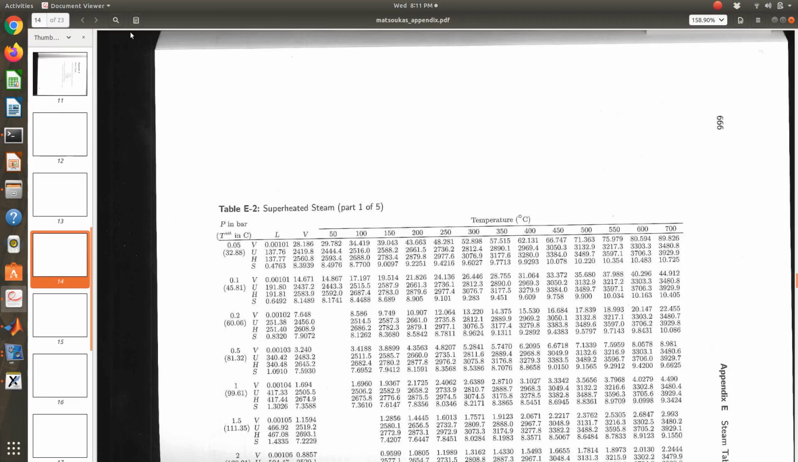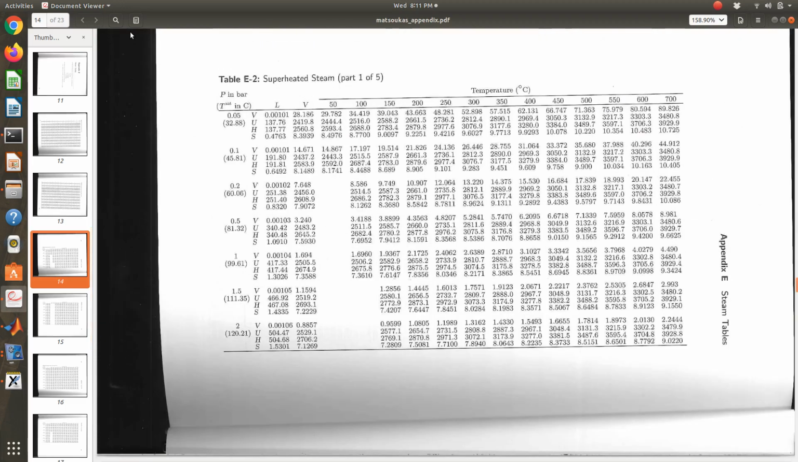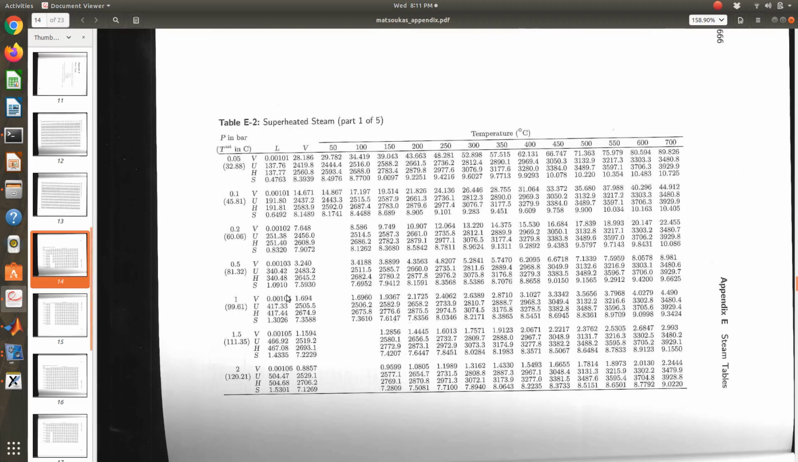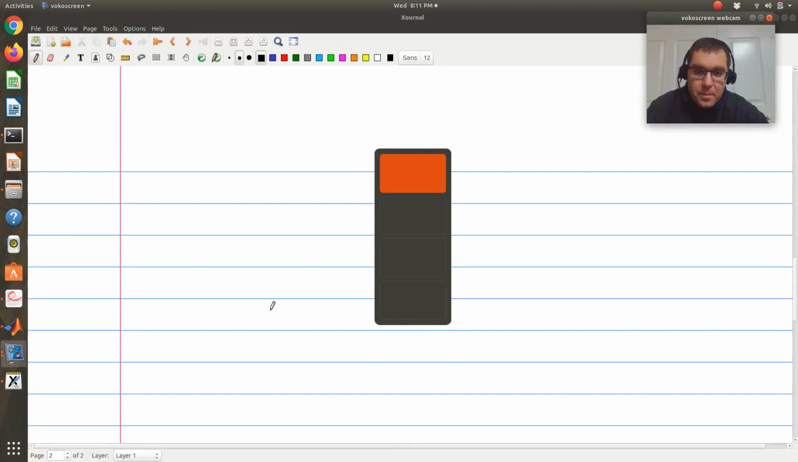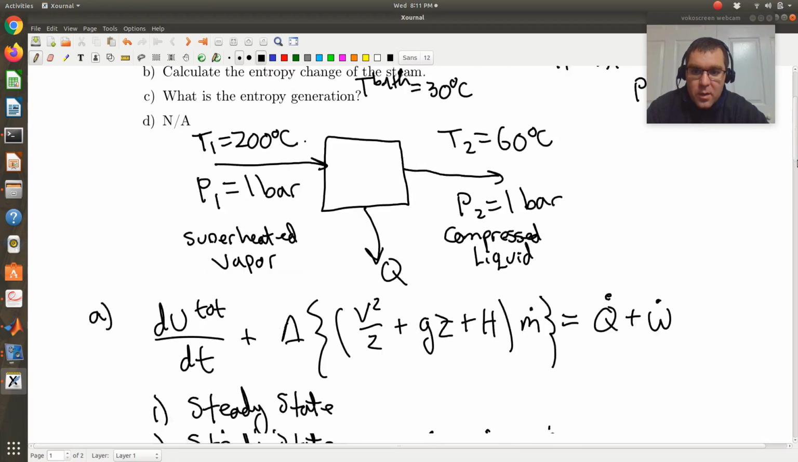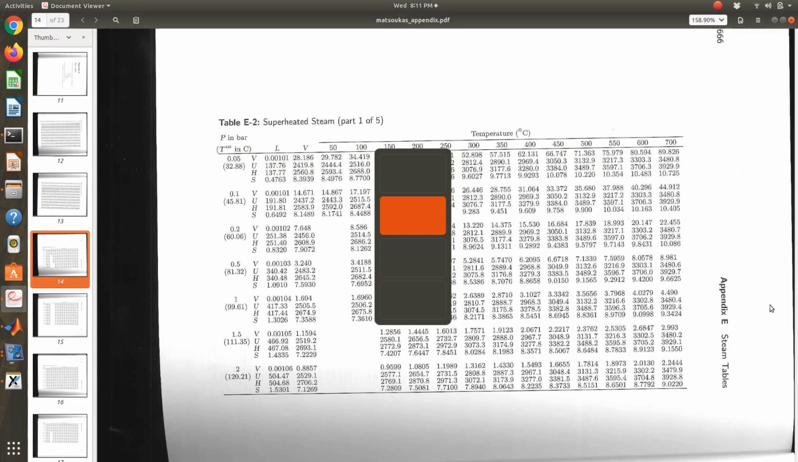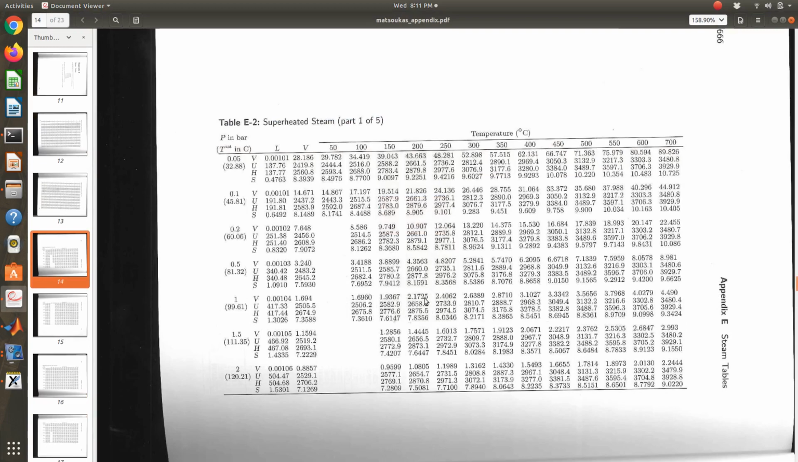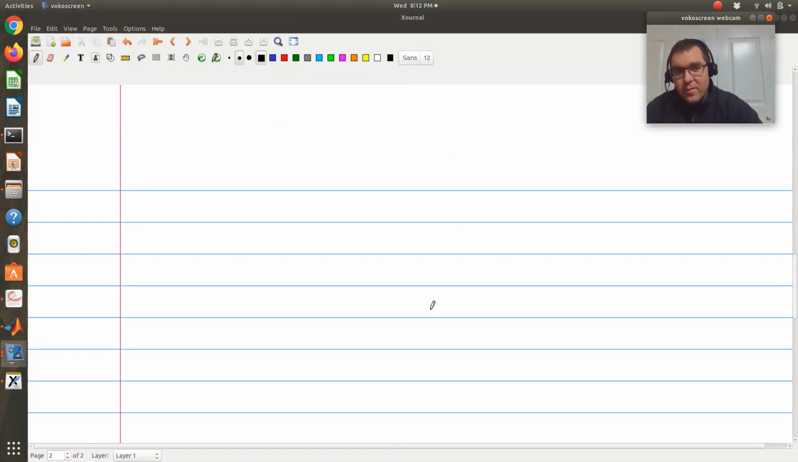I'm going to start out in the superheated steam tables. So for my inlet stream, I have a pressure of 1 bar. Again, saturation temperature is 99.61, and my temperature in state 1 is 200 degrees C. So I go over to 200 degrees C, which is right here. So H is 2875.5.